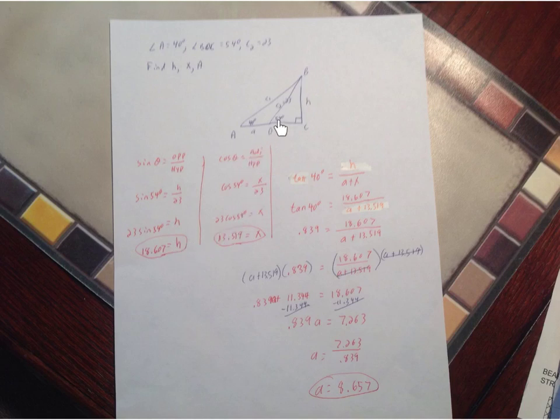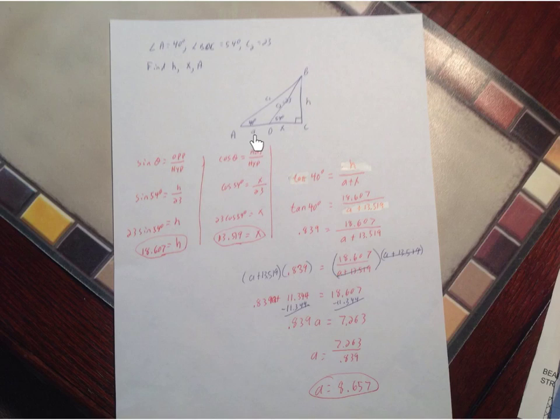The cosine, for the same angle here, is adjacent over hypotenuse, so cosine 54 equals X over 23. Multiply again by 23. The only difference here is this one's cosine. Put it in your calculator, and X comes out to about 13.519. And then the last part's a little more complicated.